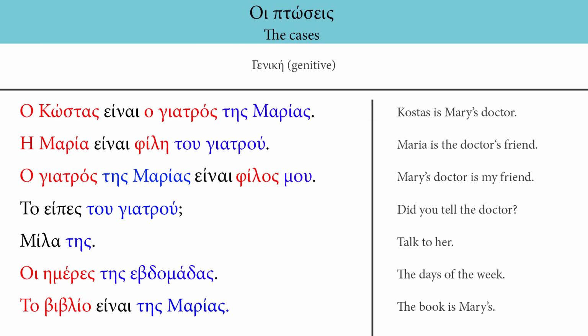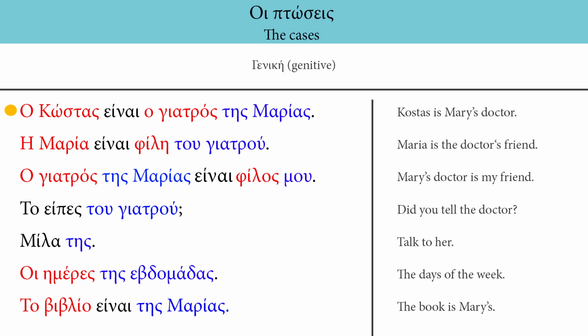Let's move on to the genitive case. All the words in red are in the nominative and all the words in blue are in the genitive case. Ο Κώστας είναι ο γιατρός της Μαρίας. Kostas is Maria's doctor. Ο Κώστας is the subject. Γιατρός is the predicate. Της Μαρίας is in the genitive case because it shows possession.